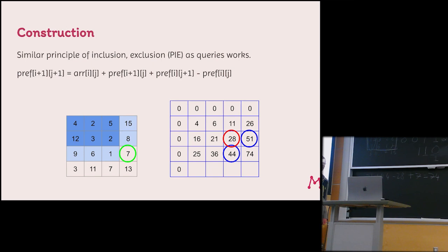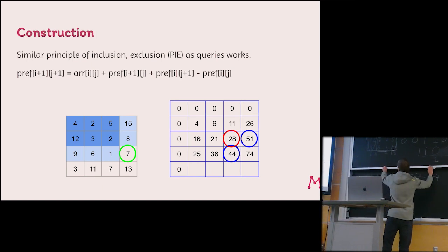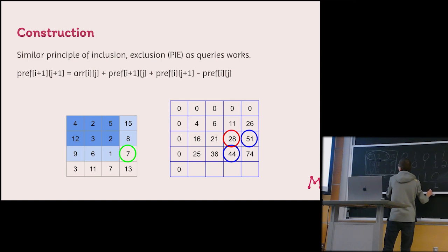Okay, yes? Could you repeat which rectangles correspond to which numbers in the prefix sum? Okay, so 44 corresponds to... maybe I can use this diagram that I've already drawn a bunch of times.